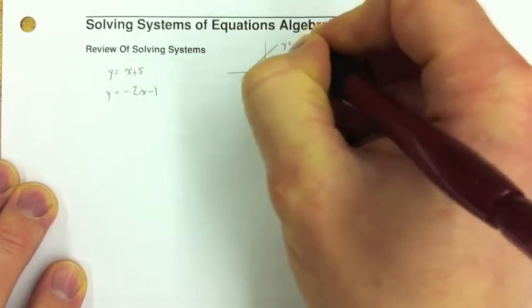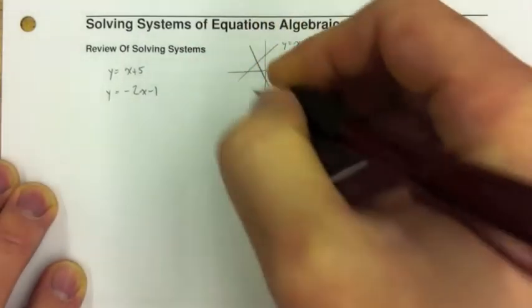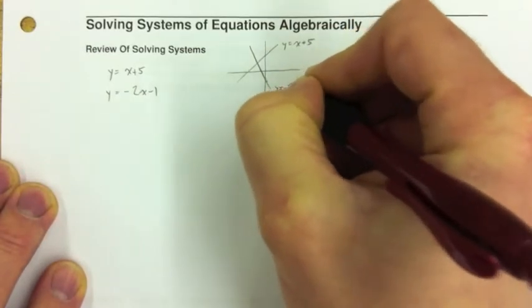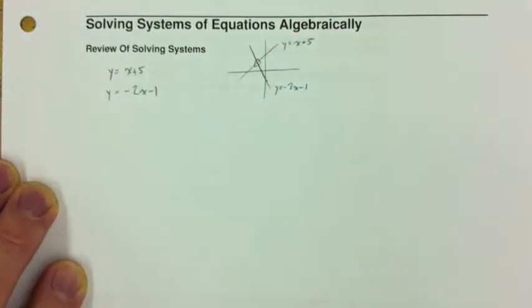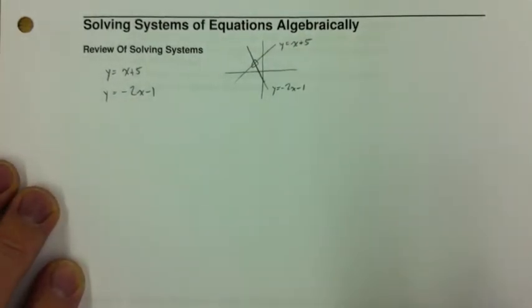If we sketch the graph here, we've got y equals x plus 5, looks something like that. y equals negative 2x minus 1 looks something like that. You notice those lines cross in one spot. We can solve these systems algebraically to figure out exactly where they cross without having to resort to graphing or using technology. There were two methods that we used to solve linear systems of equations: one was substitution, the other was elimination.